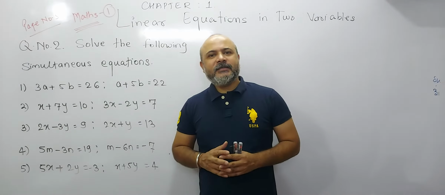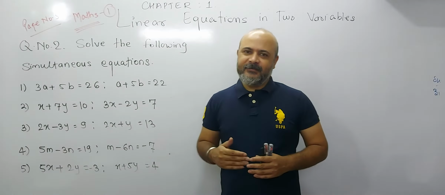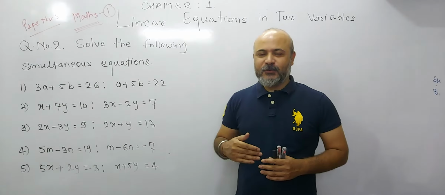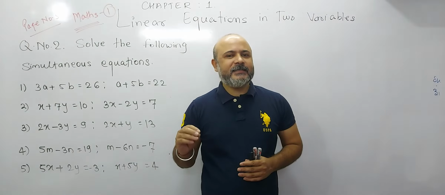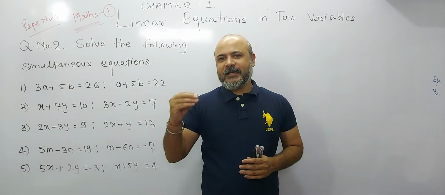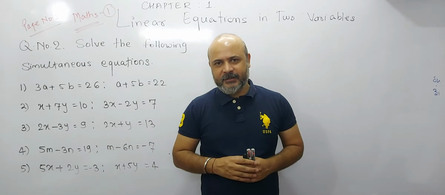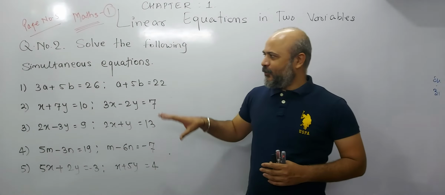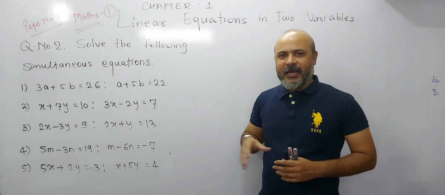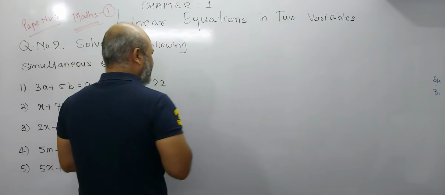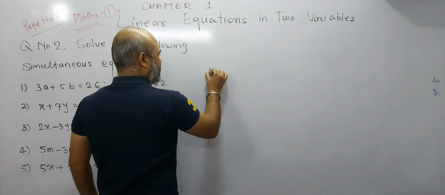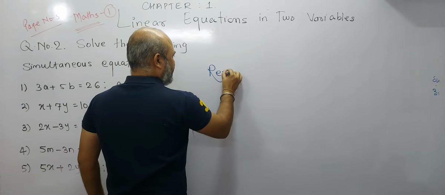Now you have to solve this simultaneous equation. There are two methods which you have already studied in standard 9. One is the elimination method and the second one is the substitution method. Students, we are going to solve this by the elimination method. So you have to remember some things.